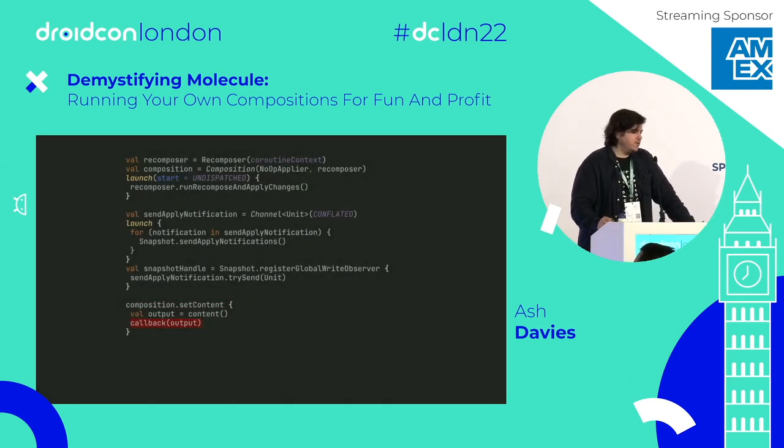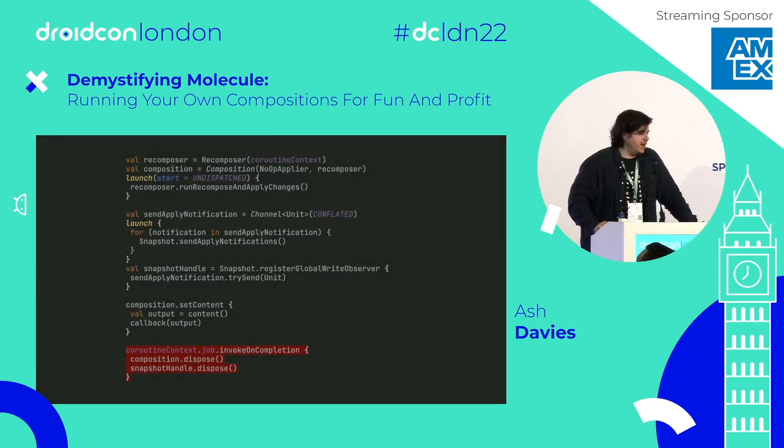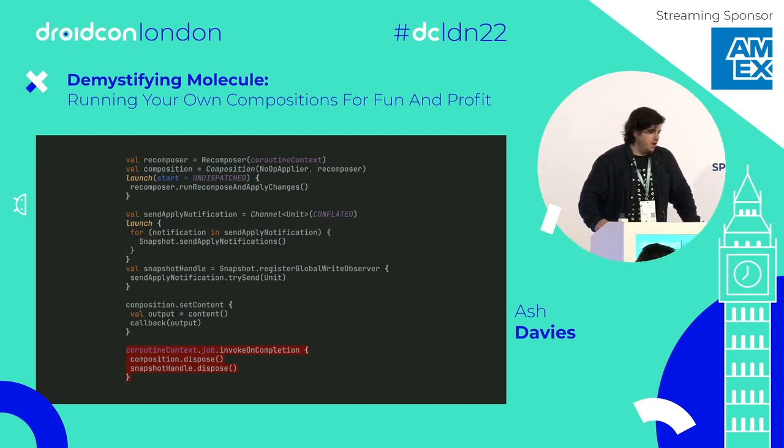And for Molecule, it's creating a callback. This is just to handle some top-level application stuff, so behaviors and supports. Nothing really important, but it's just a callback. And finally, because we are good citizens, we're going to handle our cleanup operations. So we dispose of the composition and the snapshot handle, and this is handled on the invocation of closure on the context.